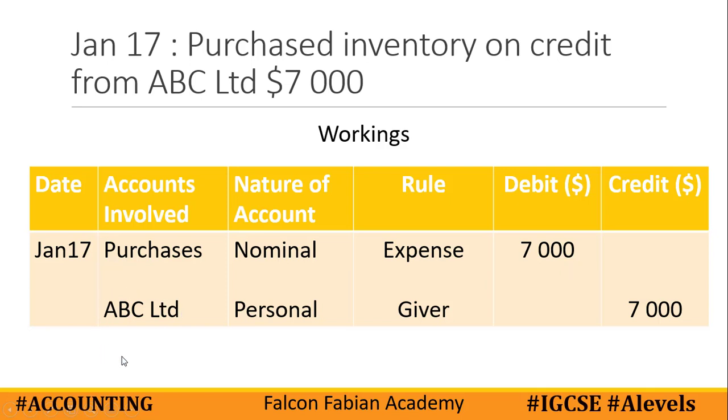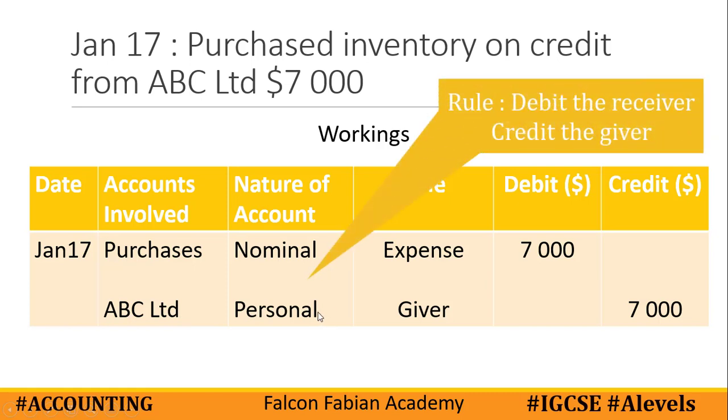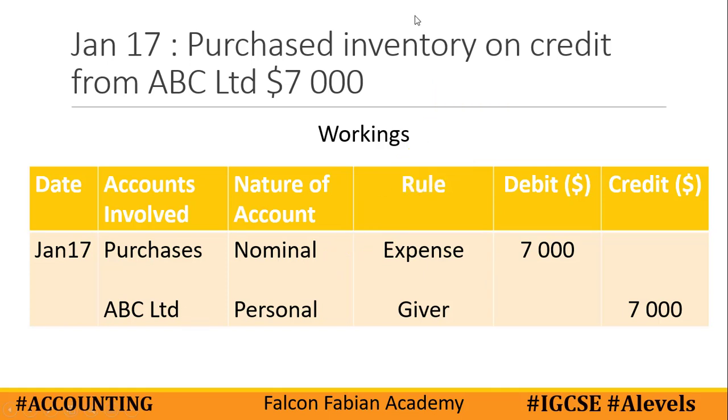Now the next account involved over here is ABC Limited. The rule of personal account is going to be applied to ABC Limited. The rule for personal account is debit the receiver and credit the giver. Here ABC Limited is giving inventory on credit to the business. Therefore, ABC Limited is the giver of inventory to the business in this transaction. So you would credit ABC Limited's account. So here in the credit column you would write 7,000.